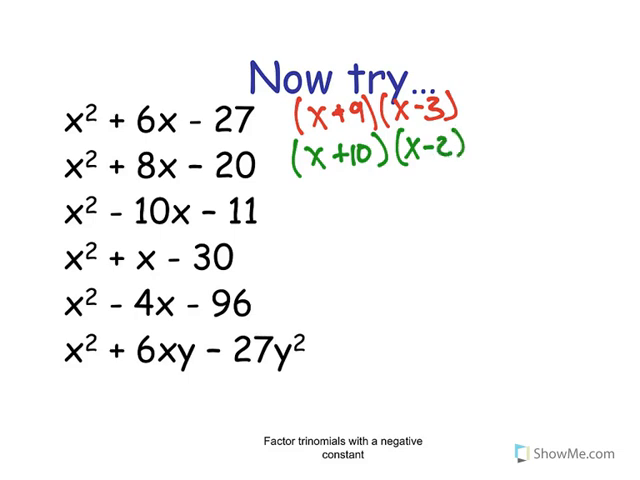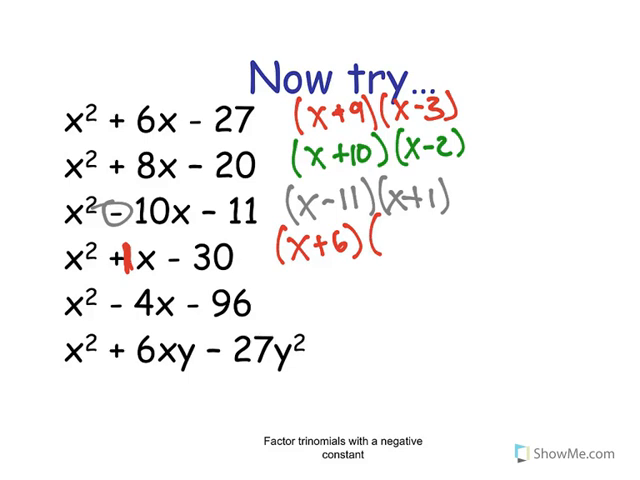Everyone always has problems with these for some reason, right? If 11 is prime, we know it's going to be 11 and 1, and the bigger number, since this is negative, is going to have to be negative, so that would be negative 11 and positive 1. And this is another one that we have trouble with because we forget what x means, that it means 1x. So I'm looking for two factors of negative 30 that add up to 1. That would be positive 6 and negative 5.